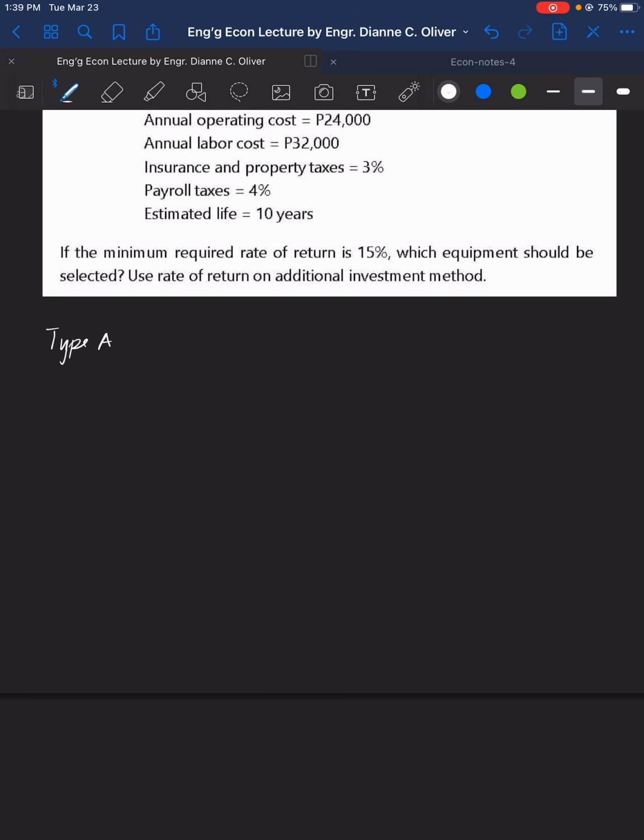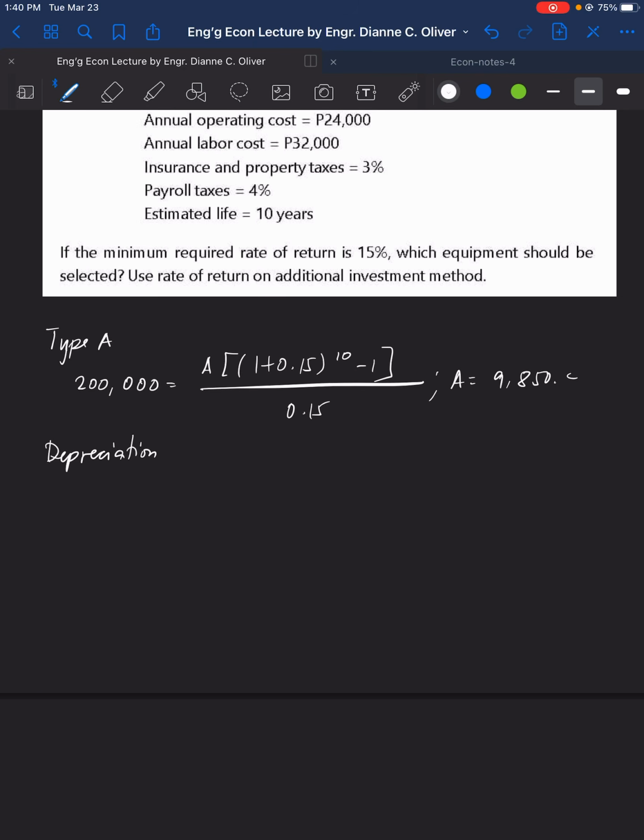For type A, we have the depreciation cost. So we have 200,000 is equal to A times the quantity 0.15 raised to 10 minus 1, all over 0.15. We did this previously. Therefore, A is equal to 9,850.41. So depreciation is 9,850.41.